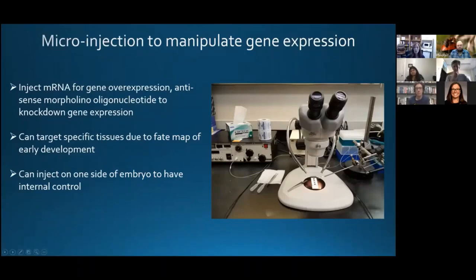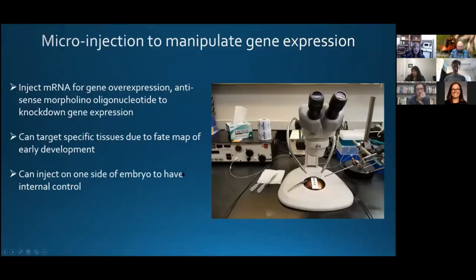So we can inject mRNA in order to overexpress a specific gene, or we can inject what's called an antisense morpholino, and that will knock down expression of an endogenous gene. And so then we can follow along in development and see what the consequences of that are. And also in Xenopus embryos, we are able to actually, through our injections, target specific tissues in order to only affect gene expression in one part of the body and not others.